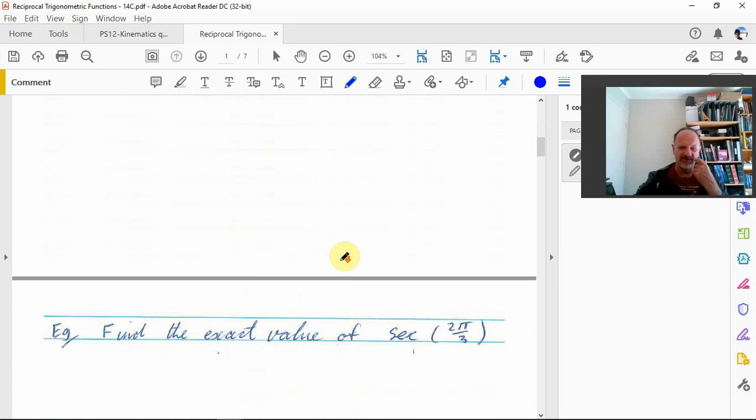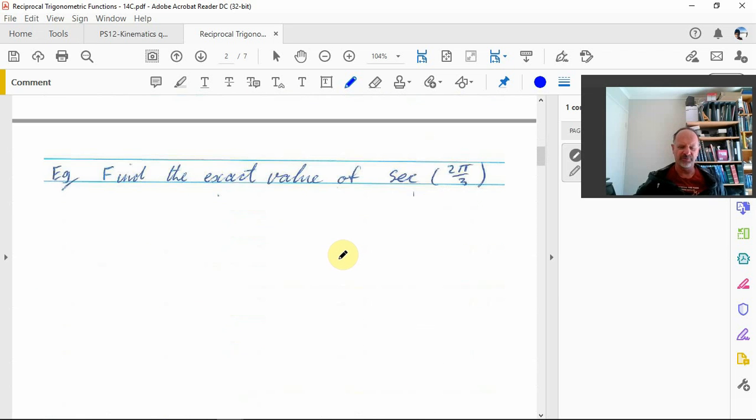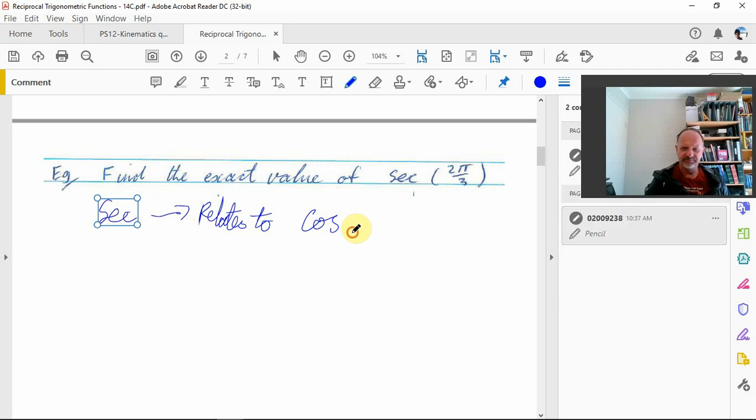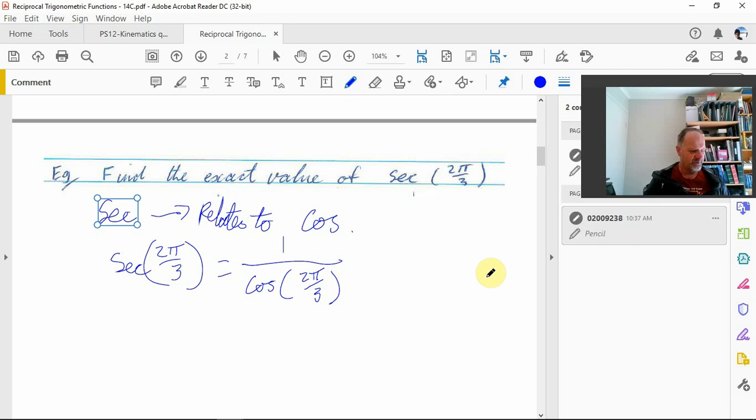All right, so we can find values of things. So here we go. Find the exact value of sec 2 pi on 3. So sec 2 pi on 3. So sec relates to cos. All right, and so sec of 2 pi on 3 is 1 over cos of 2 pi on 3. Now, we can figure out cos of 2 pi on 3, as we can come to our graph here.